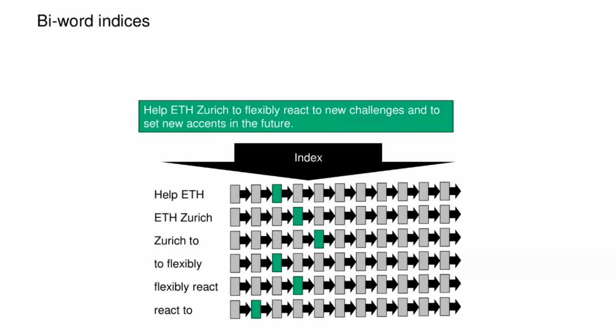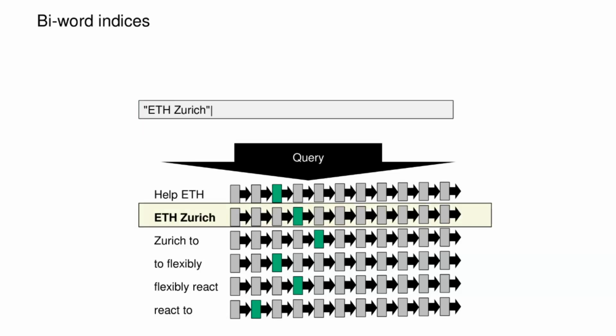Do you agree the index is going to be larger now? Right? Because we have pairs of terms. So that can be quadratic, right? So maybe we don't have all pairs, but in the worst case, it can be quadratic. So the index is much bigger, but now it has information. And do you see now that I can use this index for my query? If I type ETH Zurich, then I can look up this pair of terms that follow each other. And now I have an exact set of matches. Who agrees?